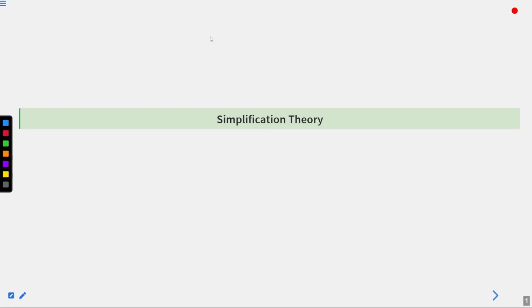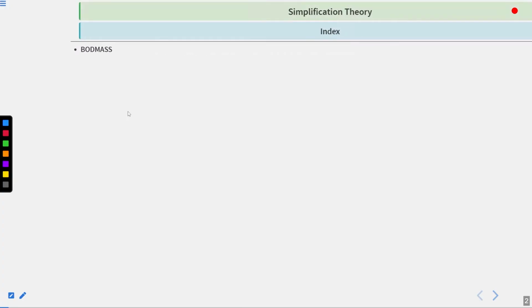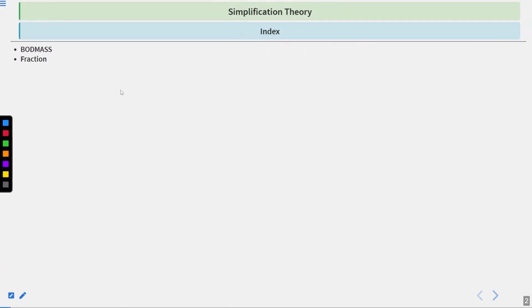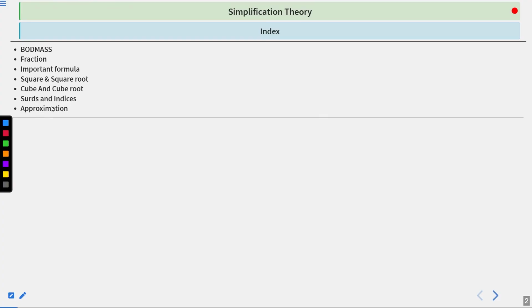Hello student, in today's class we are going to discuss the simplification theory part. Now see the topics: indices, BODMAS, fraction based questions, some important formulas which are used in simplification questions, square and square root questions, cube and cube roots, surds and indices based, and approximation based questions.